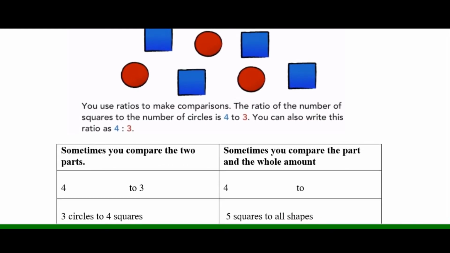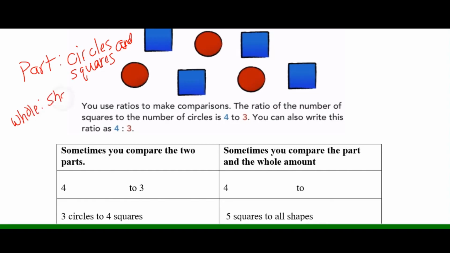So it says sometimes you compare the two parts. So what are the parts? What is a part? A part is something that makes up a whole. This part is made up of circles and squares. And the whole is obviously going to be shapes. What do they have in common? They are both shapes. So a part out of a part-to-part ratio is going to compare two parts.